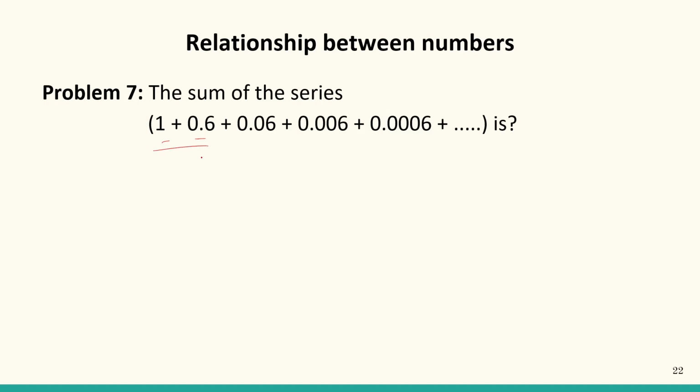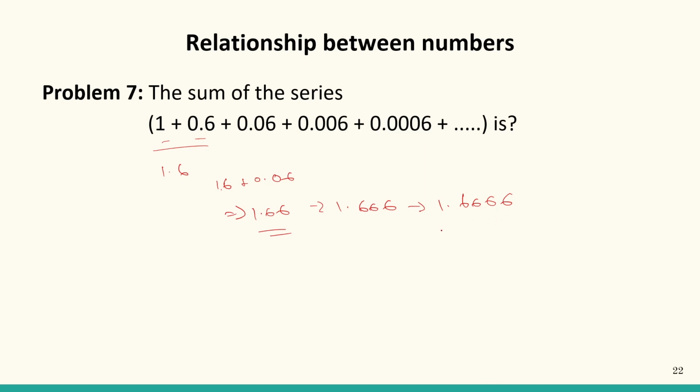So what this thing will be equal to is 1.6 plus 0.06. This implies 1.66. So you can see the number pattern here. The next will be 1.666 and the next will be 1.6666.